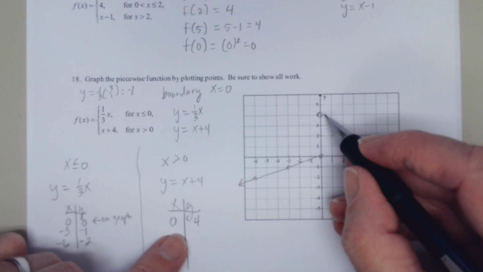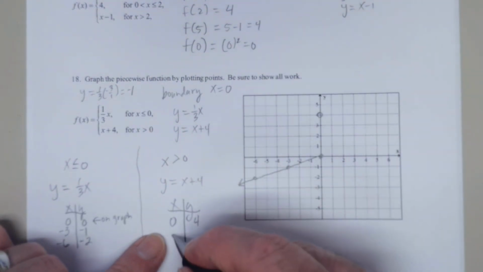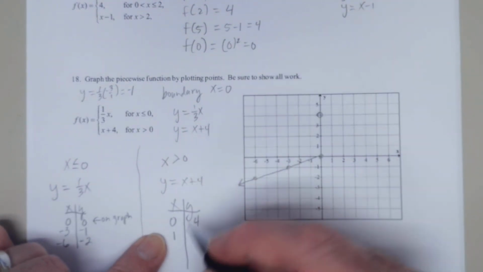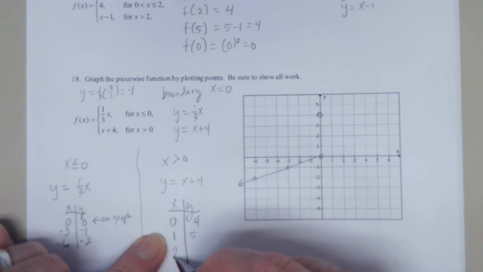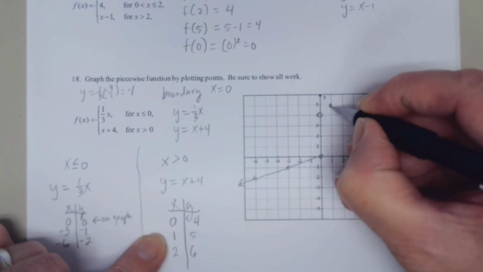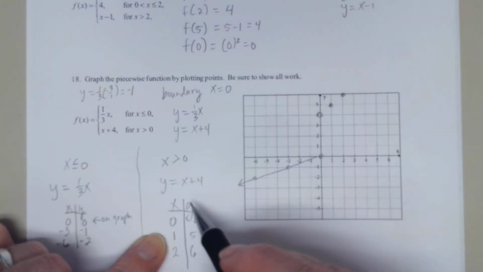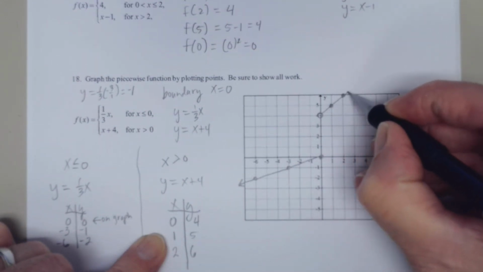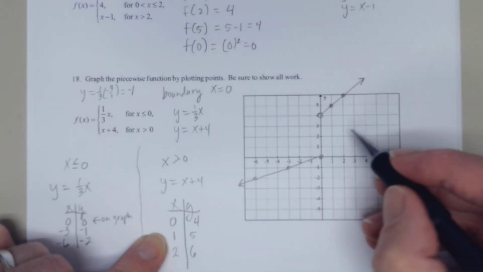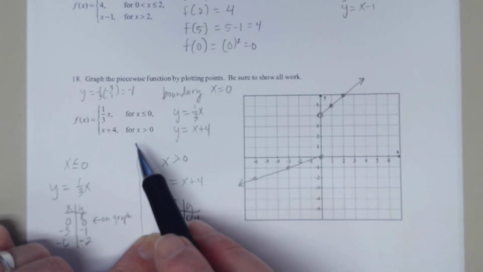All right, but let's see what happens from here. If we choose any value greater than 0, how about 1? 1 plus 4, we're going to get 5. And let's do one more. Let's plug in 2. 2 plus 4, we're going to get 6. So 1, 5, and 2, 6 are points on this line. Notice for this line, it's going to look like this. So this is what our graph looks like when x is greater than 0.